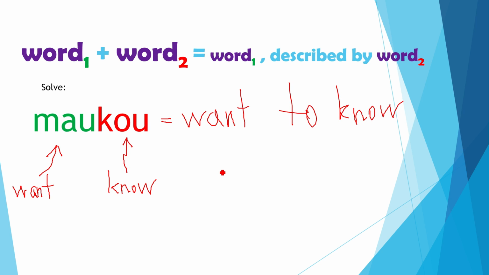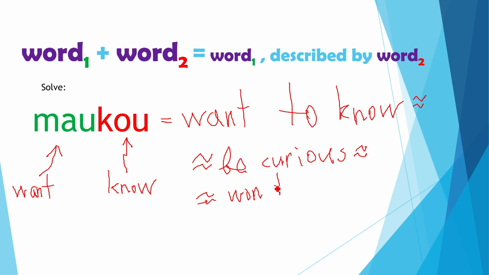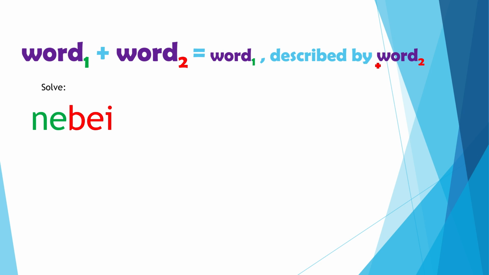You can think of it as, sometimes in English we say "be curious," so it's approximately equal to be curious, or wonder. For example, you can say, I wonder why he's not coming. So it's like I want to know why he's not coming. So yeah, that's how the general rule works. But now we have one more example.